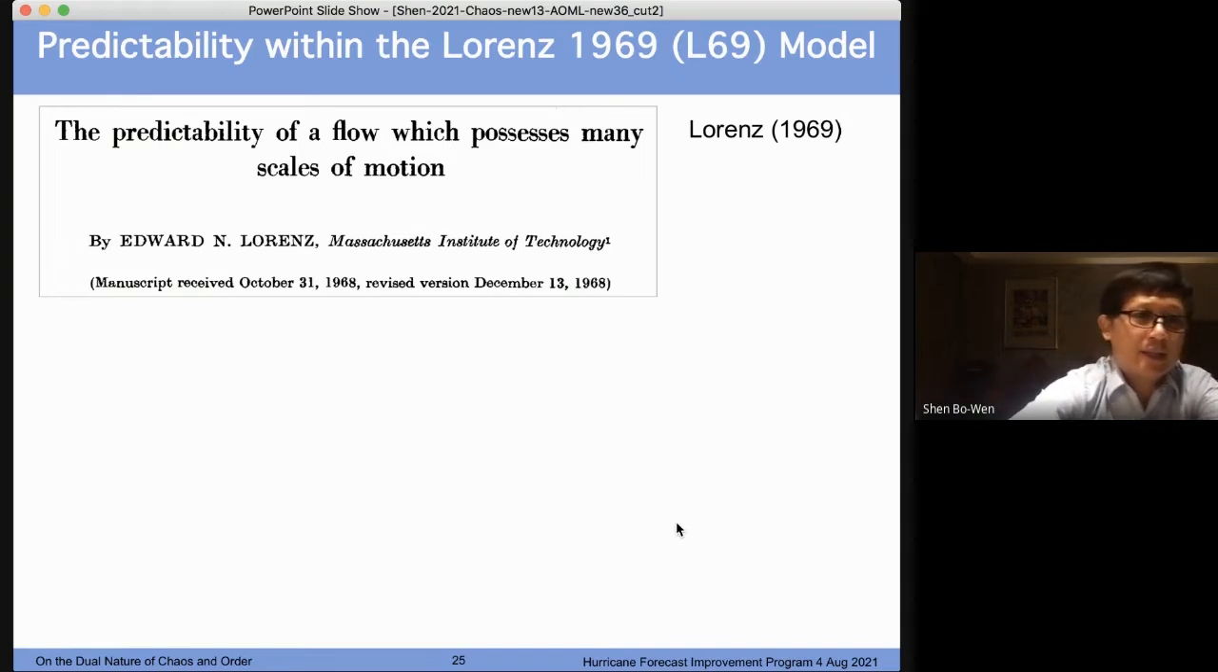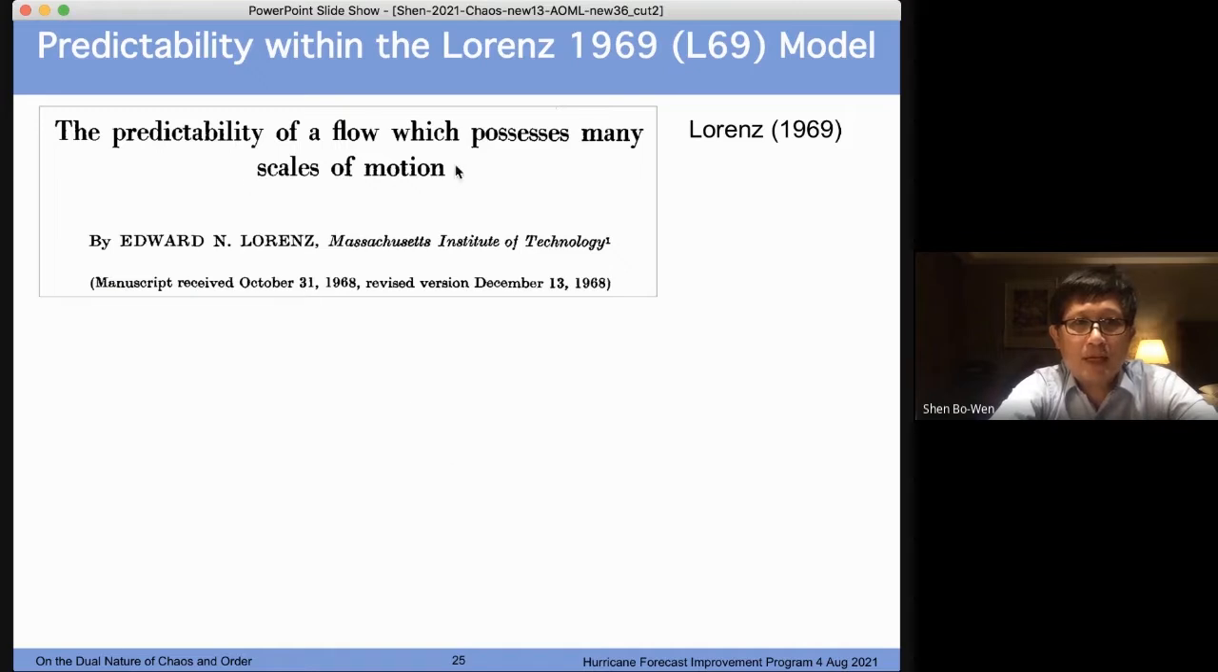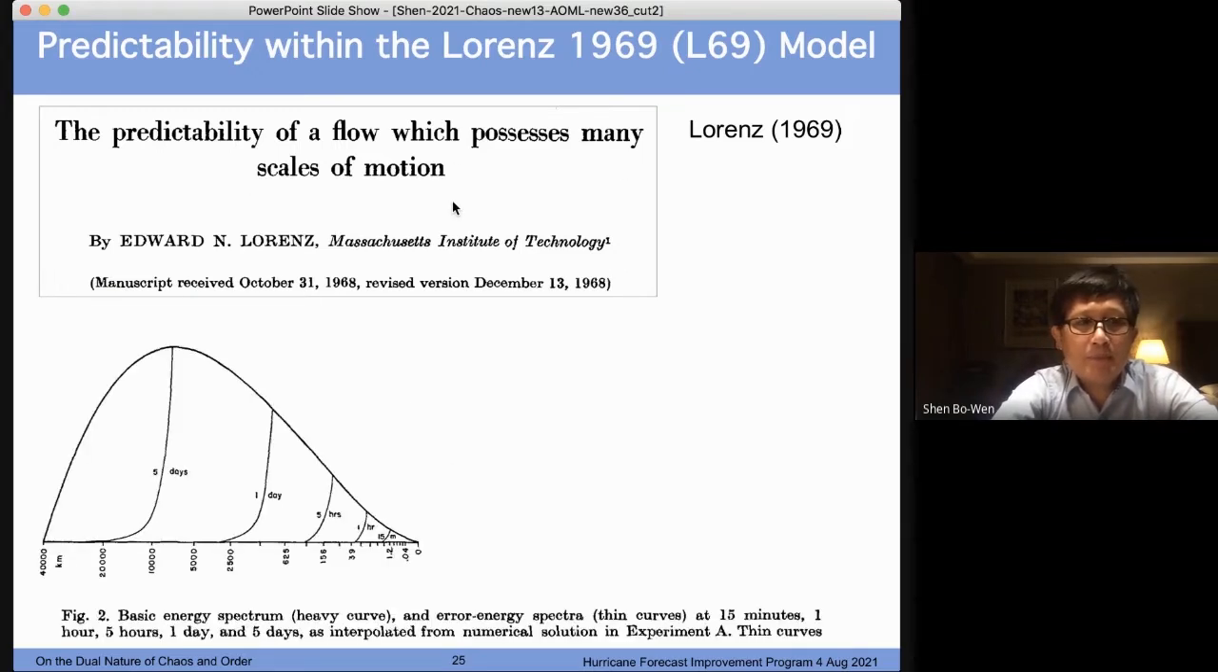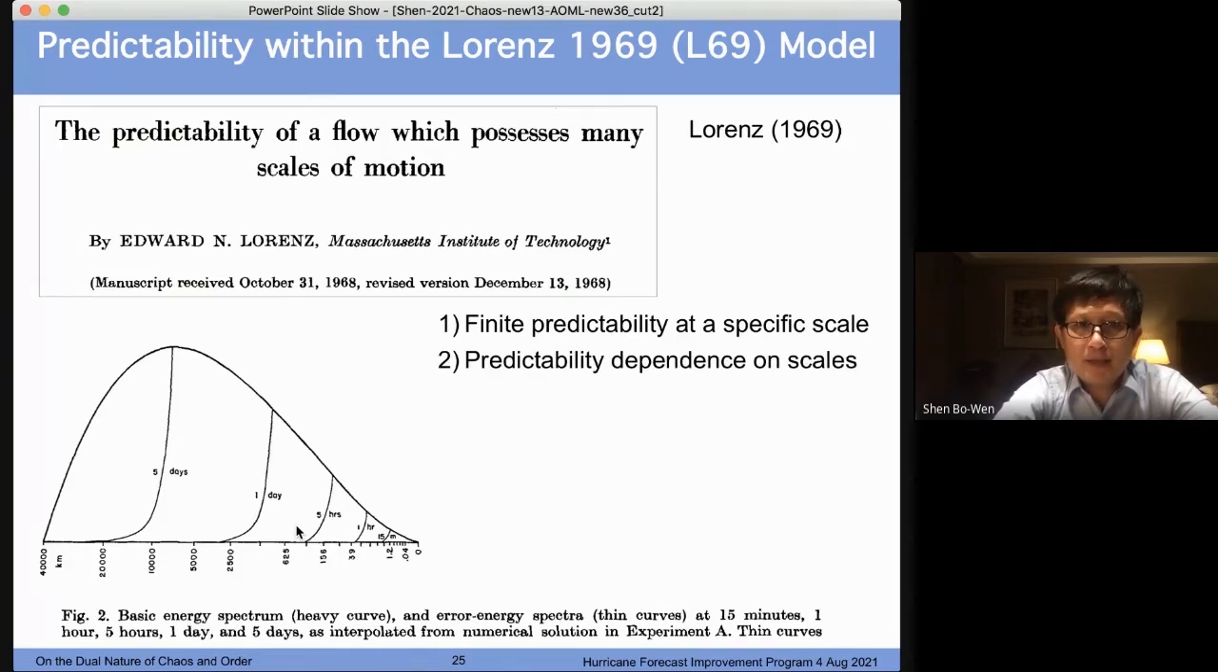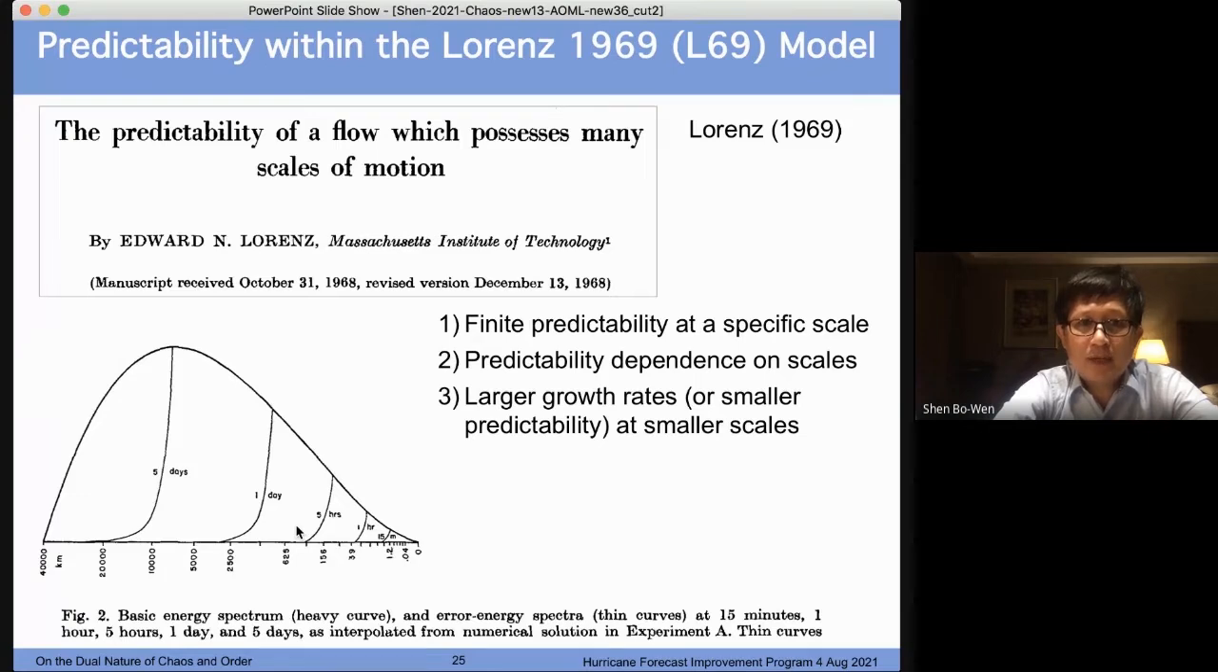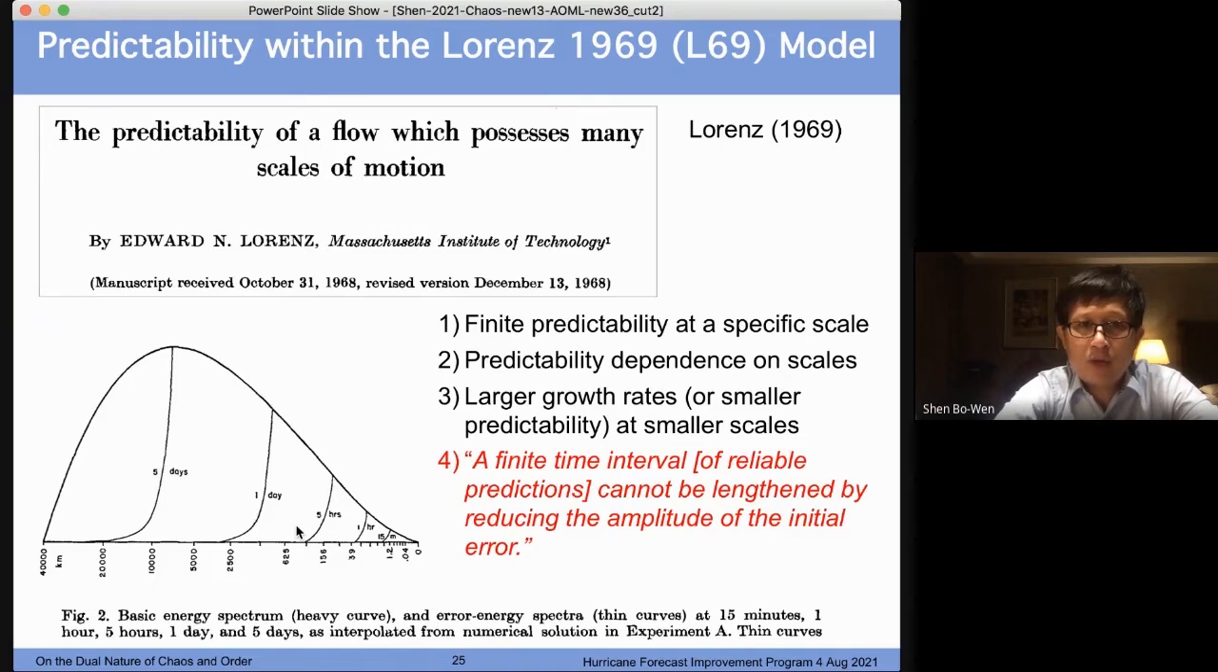The top panel displays the title of the L69 model with a focus on predictability within a multiscale system. Bottom panels display the energy spectrum as a function of horizontal scales. Major findings in this study include finite predictability at a specific scale, predictability dependency on scales, and large growth rates over smaller scales. A finite interval of reliable prediction cannot be lengthened by reducing the amplitude of initial errors. Later, we are going to provide comments on the last finding in red.